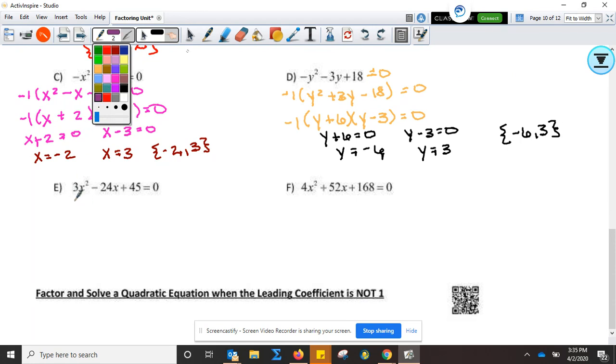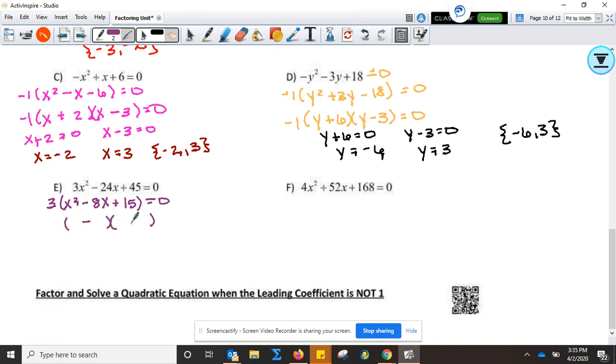All right. I'm going to GCF a 3: x squared minus 8x plus 15 equals 0. So we want two numbers that multiply to give us a positive 15 and add up to give us a negative 8. Since the signs are going to be the same, they're both going to be negative. They're both minus. So it's going to be 3, x minus 5, x minus 3.